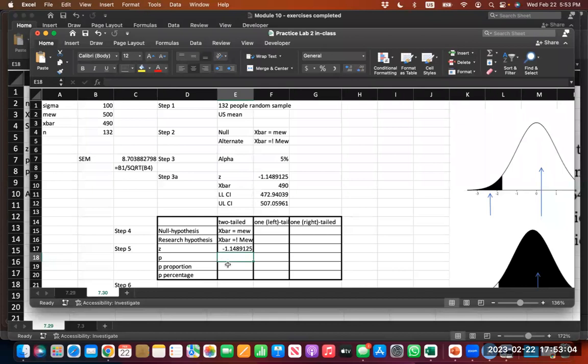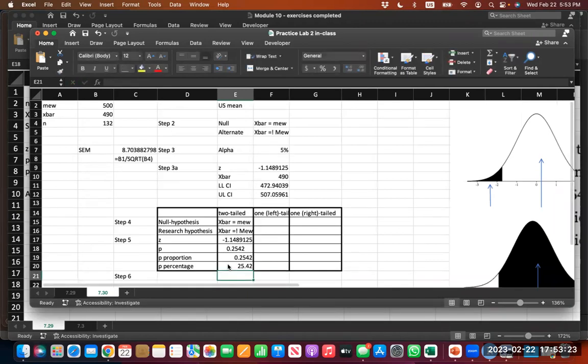We need to calculate this twice. That gives us a p of 0.25. As a proportion, this is 0.25. As a percentage, this is 0.25 multiplied by 100, which is 25%.